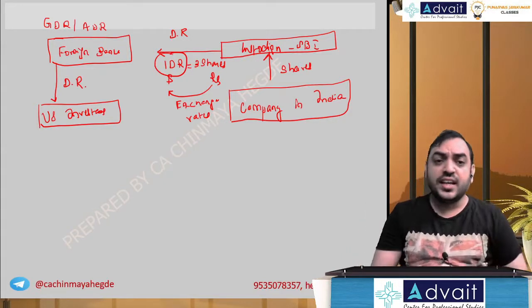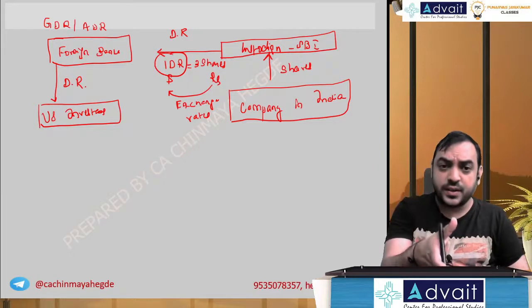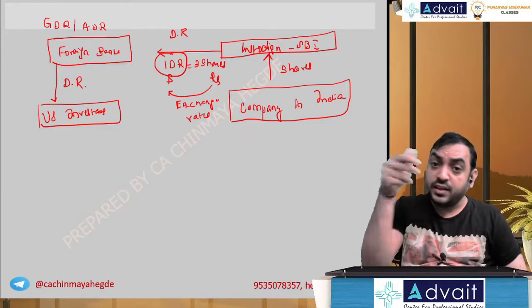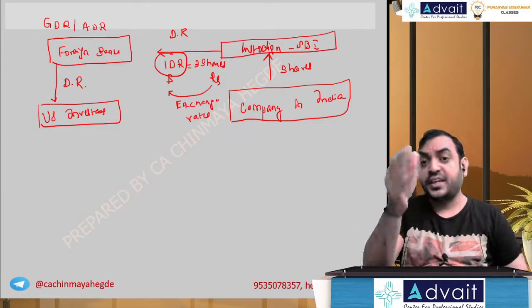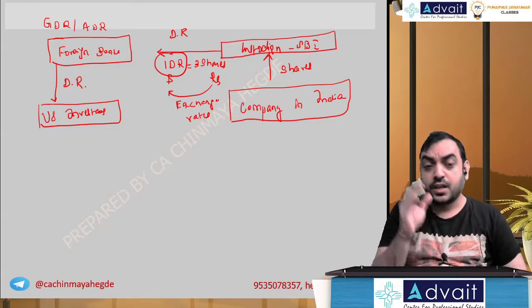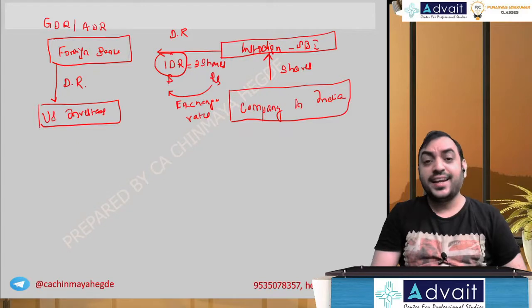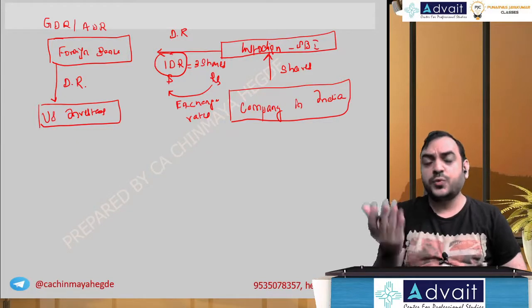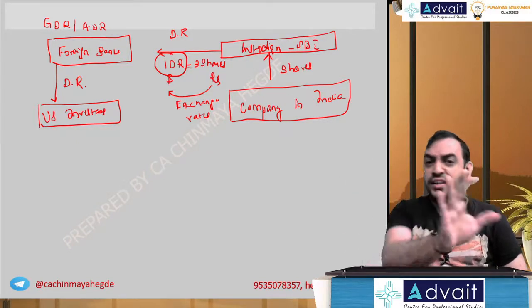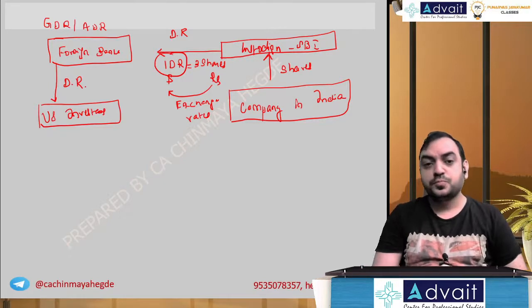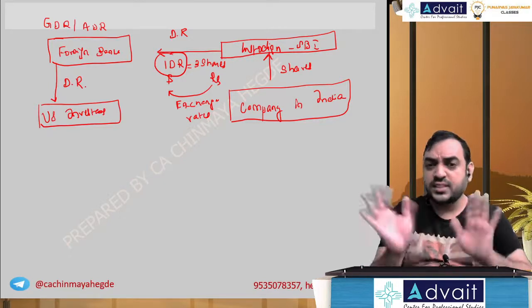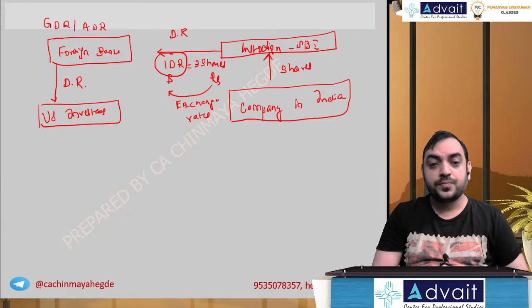What is ADR? A non-American company listed in America, like Infosys in America. A non-American company coming into America, that's called ADR. And if they go elsewhere, but expressed in dollar terms only, that's called GDR. So both are very similar. Don't confuse yourself much. Okay.